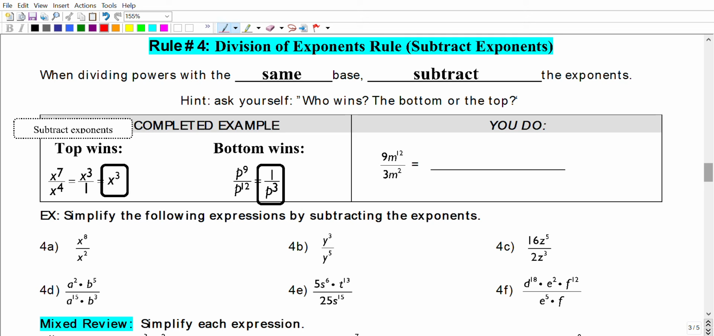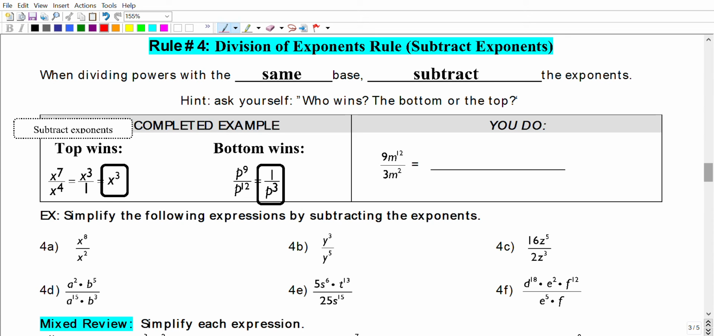Well, now when we're dividing things with the same base, we're actually going to subtract exponents. Let's go ahead and look at what we have here. It says when dividing powers with the same base, you subtract the exponent. So exactly what I just mentioned. It says hint, ask yourself who wins, the bottom or the top. We're going to keep that in mind, guys, when we're going through these two problems.